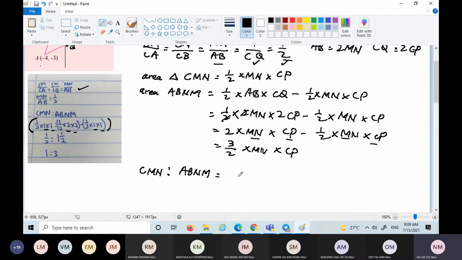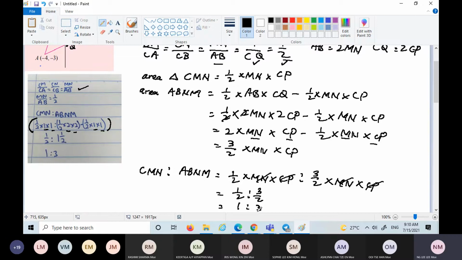Now here, this one you can cut. So your answer will be, times 2, so you have 1:3. This is how you prove. This is 1:3, same answer as in your book.